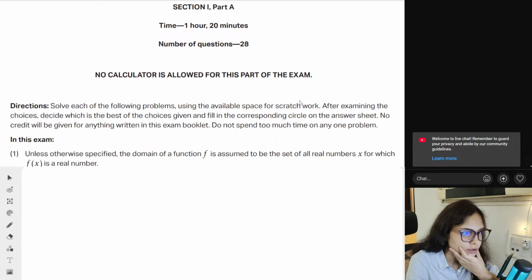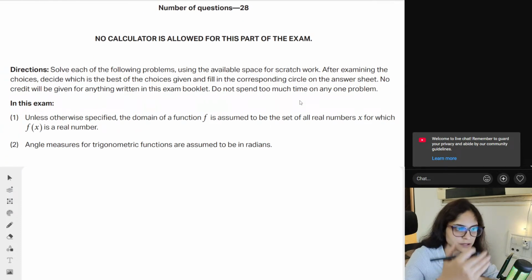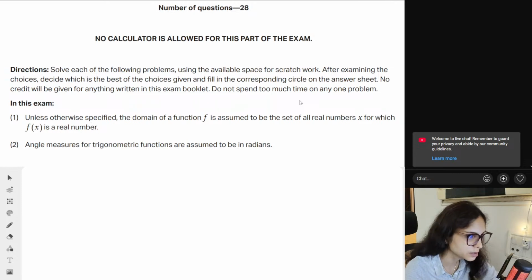There's a space available after every question that you can use for scratch work, and you have to decide which choice is best. Also, angle measures for trigonometric functions are assumed to be in radians. That's an important thing to remember.